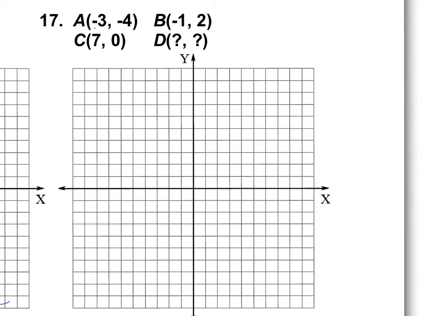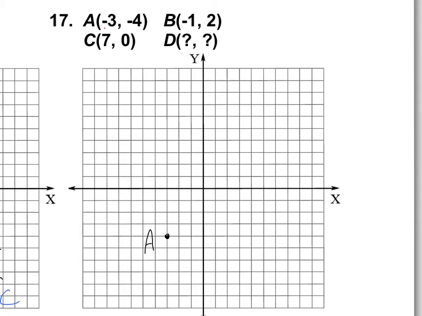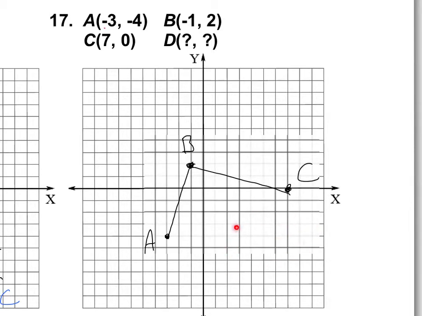All right, another one. A is at -3, -4. B is at -1, 2. So that's up here. C is at 7, 0. That's right here. And we don't know where D is. I'll go ahead and connect the dots. A to B, B to C. And so that probably tells you that D is going to be somewhere down here.